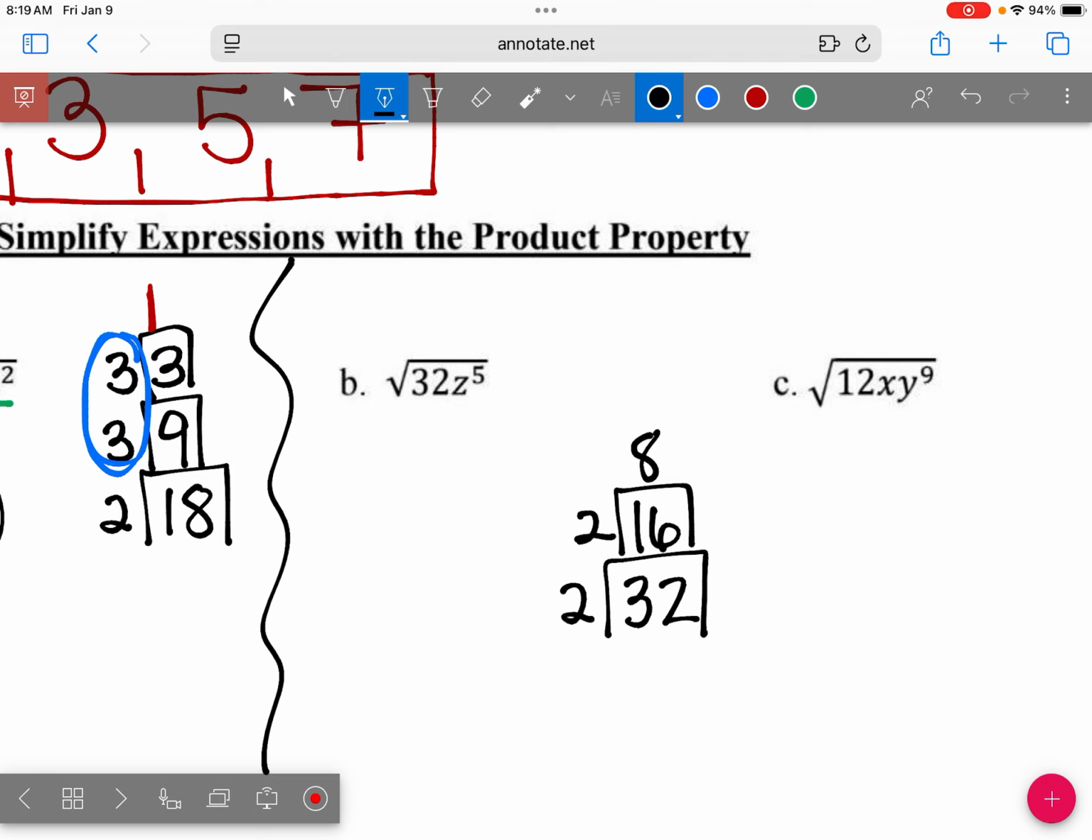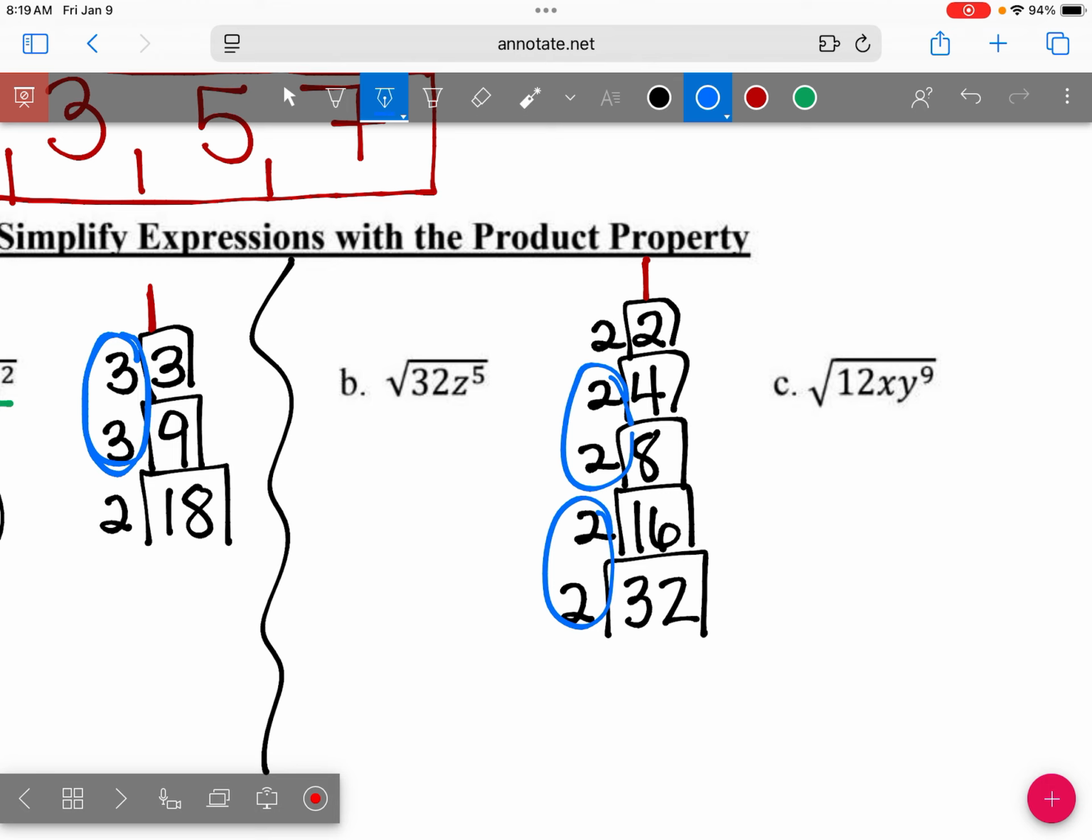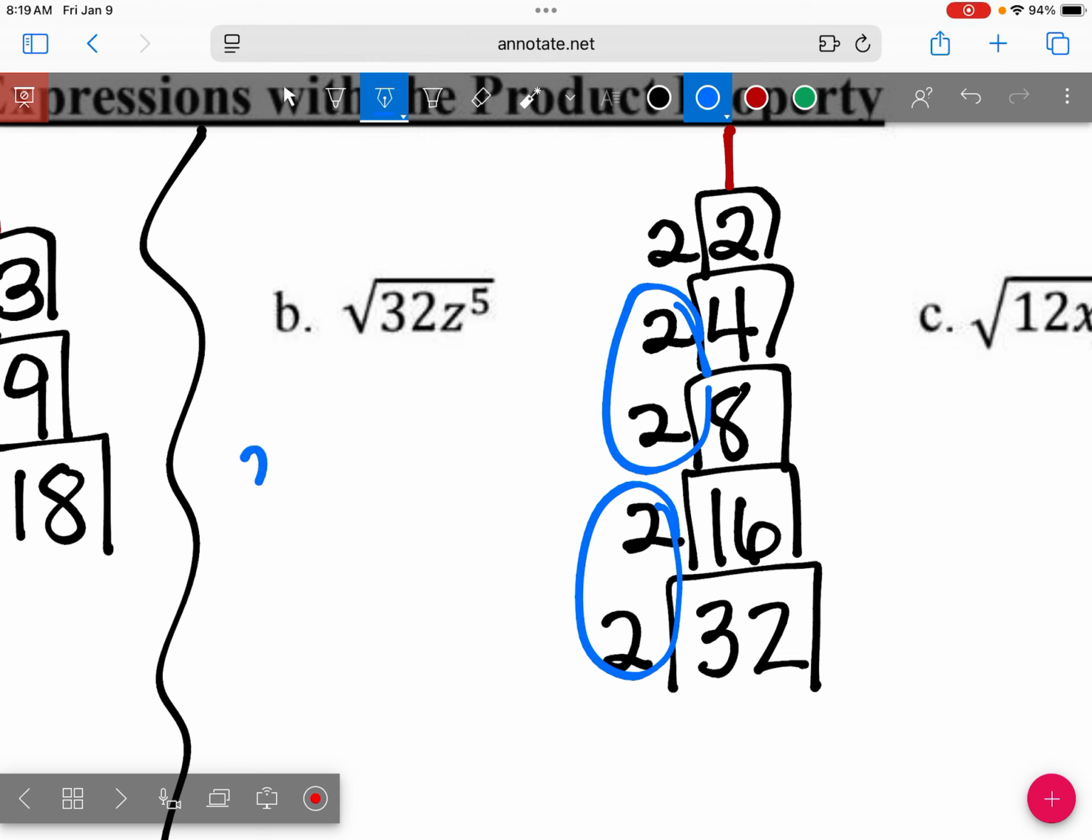2 goes into 32 16 times. 2 goes into 16 8 times. 2 goes into 8 4 times. 2 goes into 4 2 times. So this is a pretty tall birthday cake. Now I am looking for twins. So notice I have 2 sets of twins. So I'm going to write, I have 2 to the power of 2. That's what that means. I have 2 sets of twins.